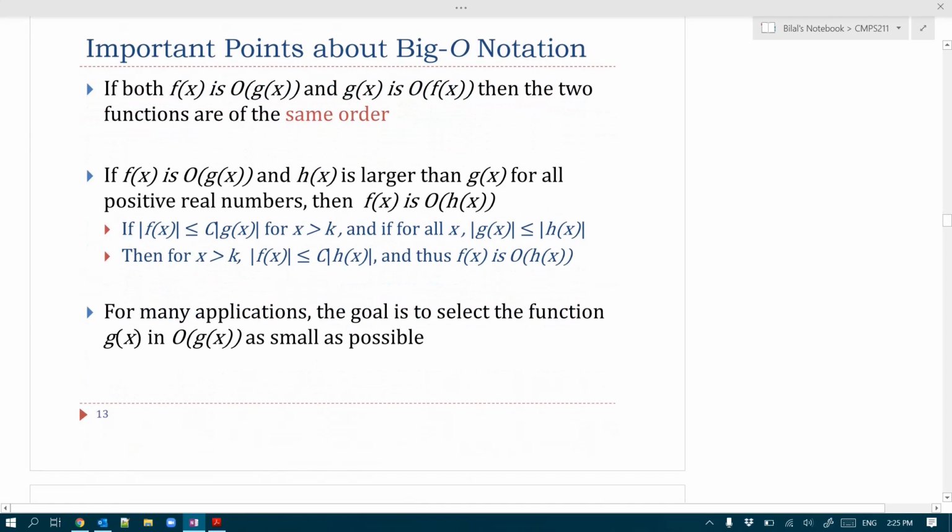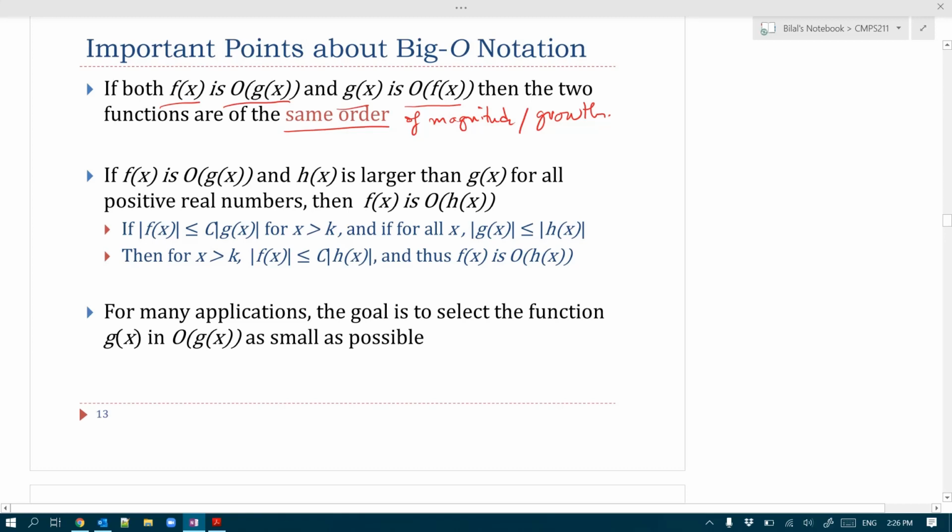Let's get back to some of the important points about the big O notation. If both f of x is of the order of g of x and g of x is of the order of f of x, then the two functions are of the same order of magnitude of growth. Call it as you like, it just denotes this fact.